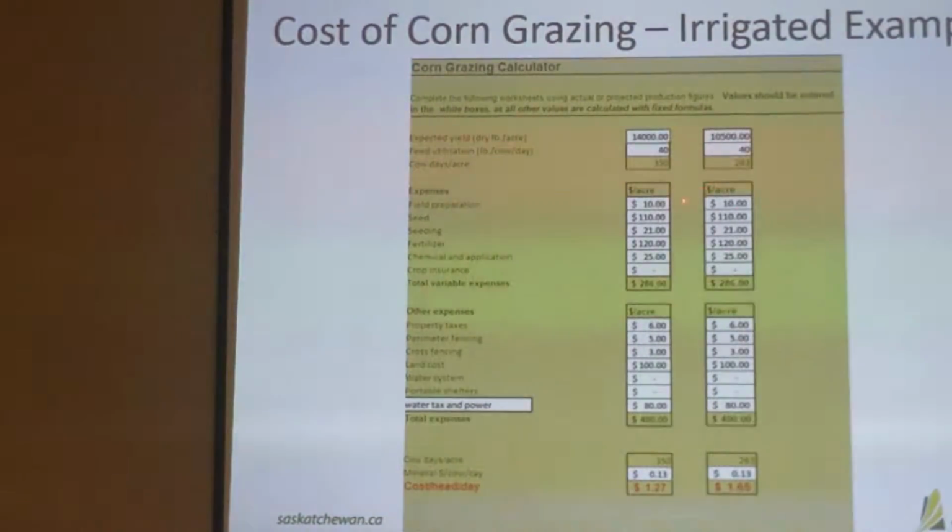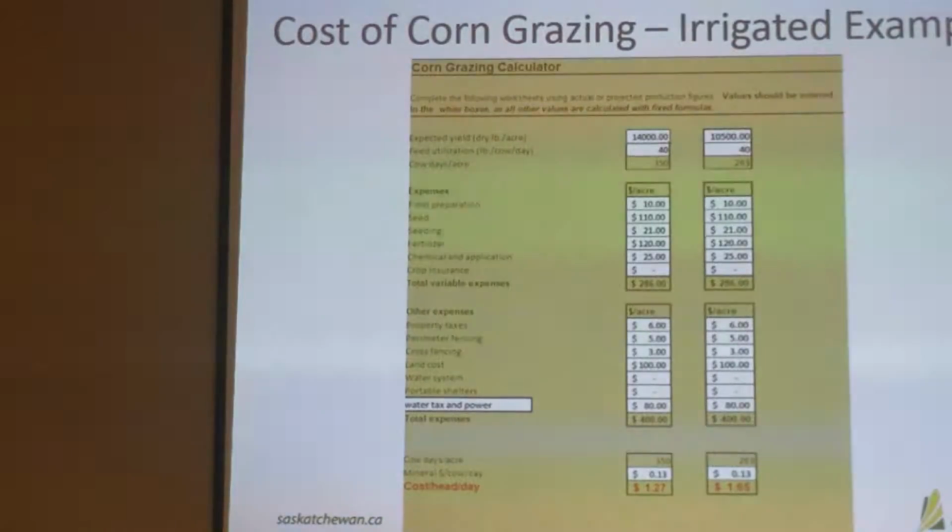We've got our field preparation at $10 an acre. Seed, which is the expensive part of growing corn, about $110 an acre. Seeding, about $21 an acre. Fertilizer, another big expense of growing corn, at $120 an acre. We put in some chemical and also the cost of application. Most people are having that custom done, especially for that second application, so we're looking at about $25 for that. So you can see that our variable expenses to grow corn are going to run us about $286 an acre in this example.